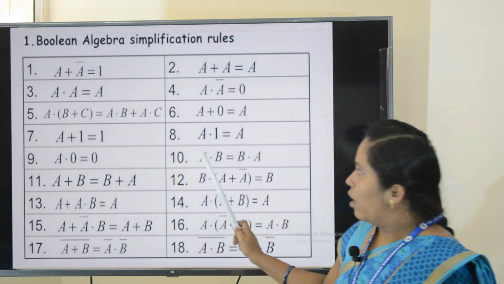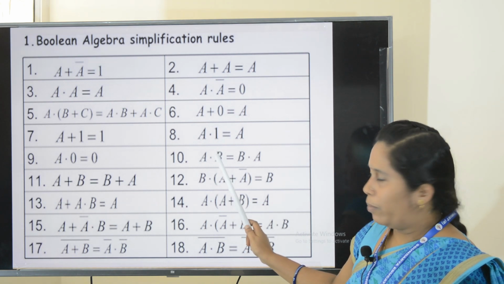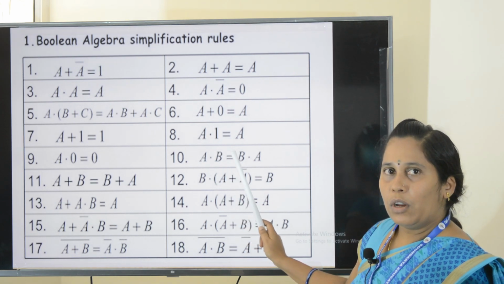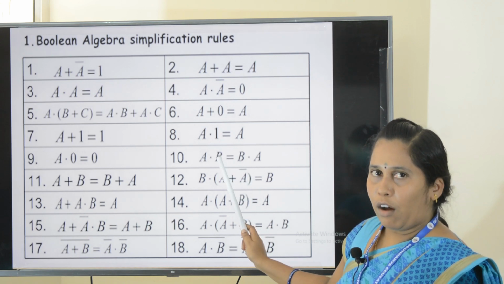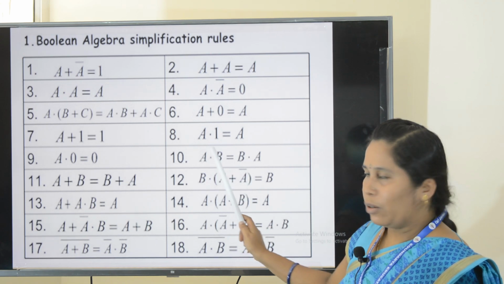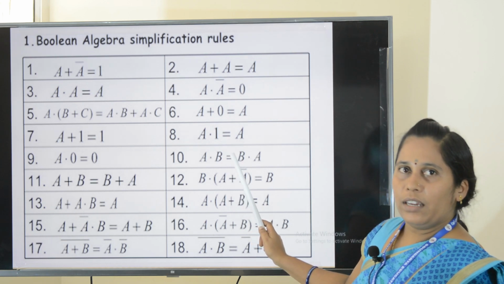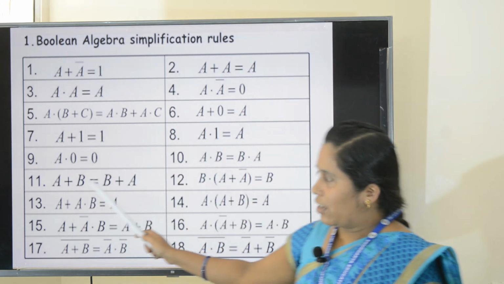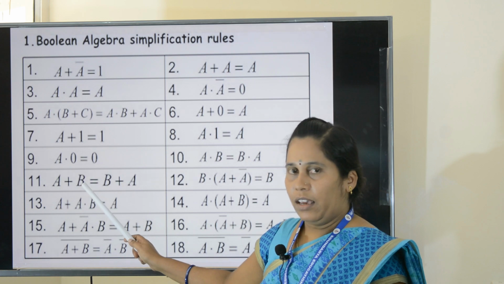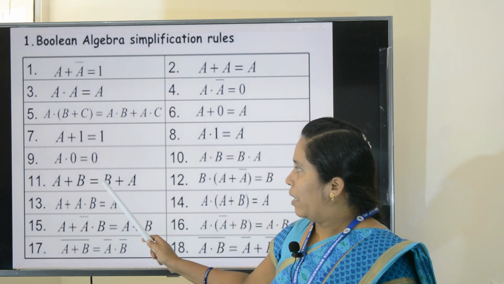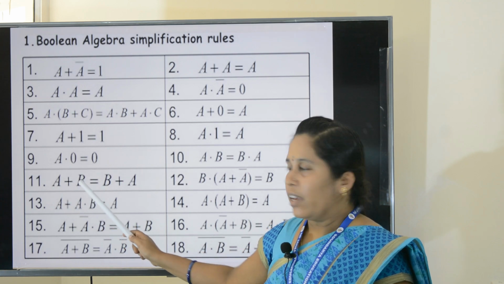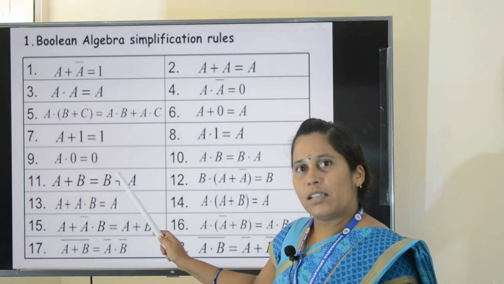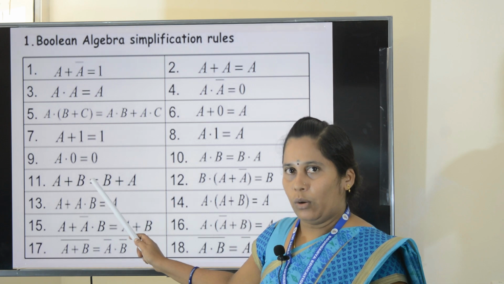The next rule, A into B is always equal to B into A. This is also called the commutative law of multiplication. A into B is equal to B into A. The next law is A plus B is always equal to B plus A. For example, 0 plus 1 is equal to 1 plus 0, that is equal to 1 only.